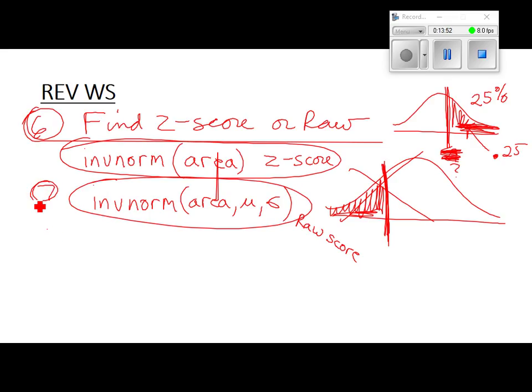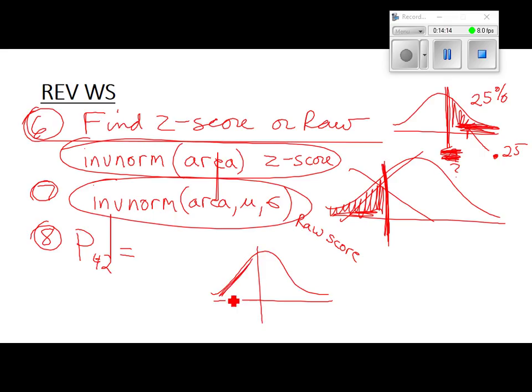That was number 7. Number 8, percentiles. If I put P42, what percentile are we dealing with? The 42nd percentile. And that means on our normal curve, what area is below that? What's the area of that right there? 0.42. That's all it is. All right? So 0.42.